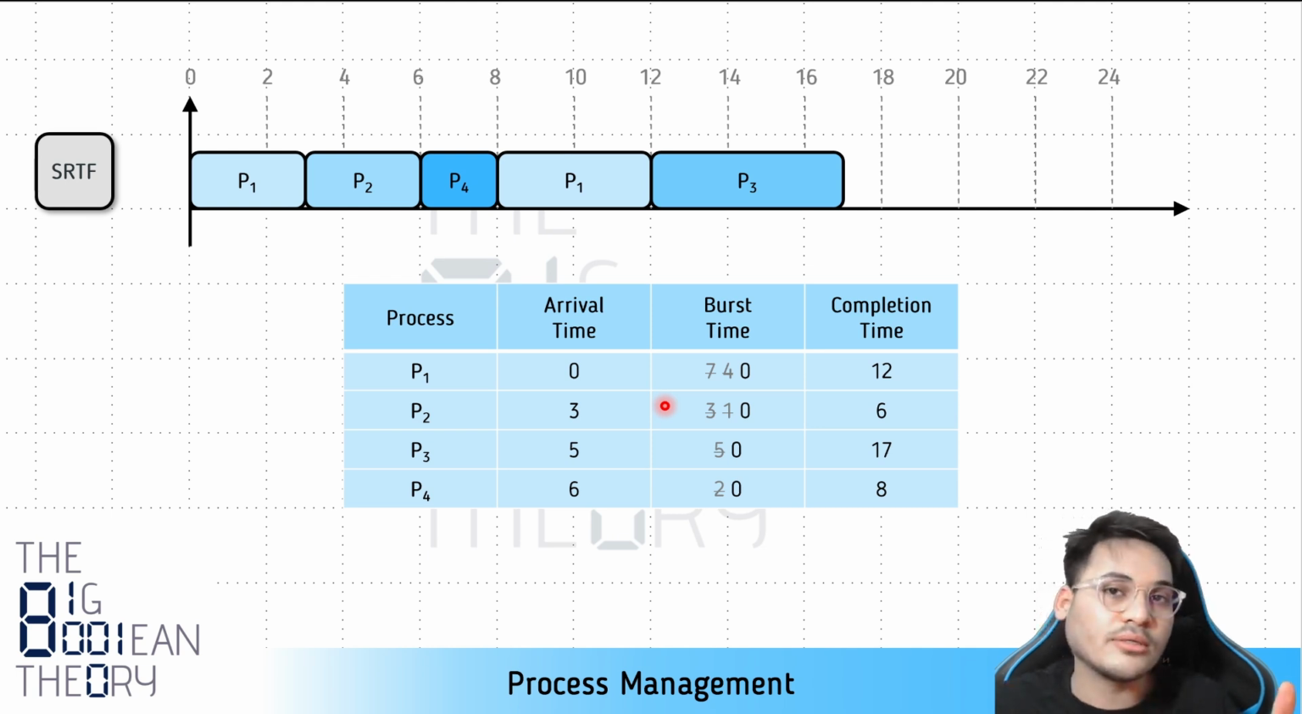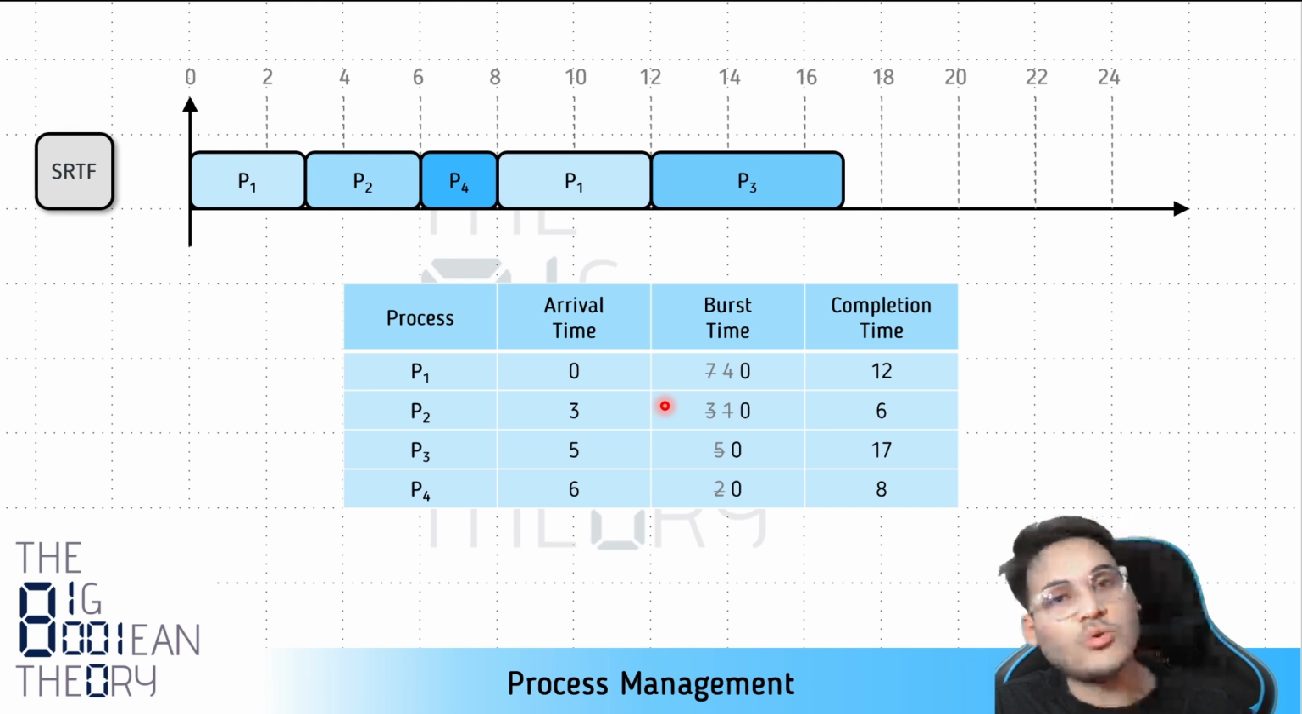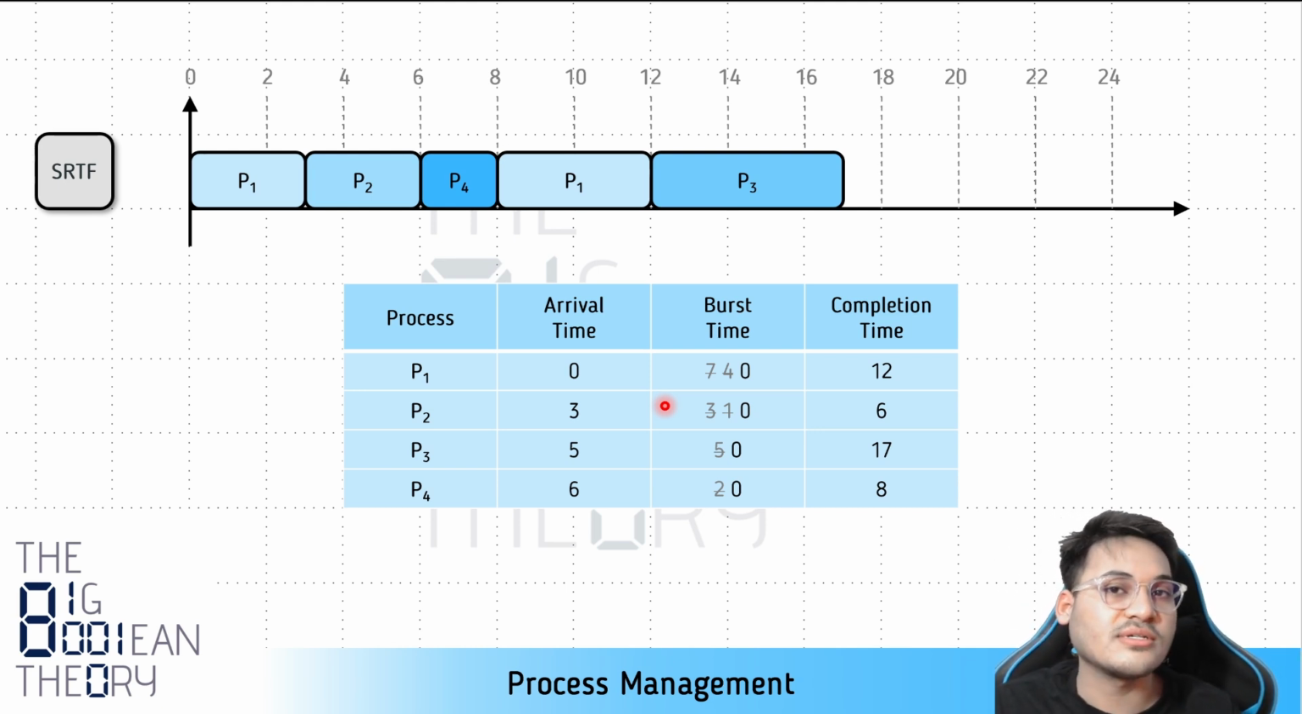Till the point the processes keep arriving, you have to be cognizant that a new process has arrived in the system and you have to re-evaluate. But after all the processes have arrived, you just sort them in the increasing order of their remaining burst times and schedule them on the CPU, right? So you can see we have the Gantt chart ready.